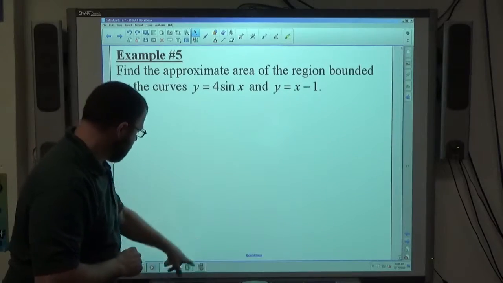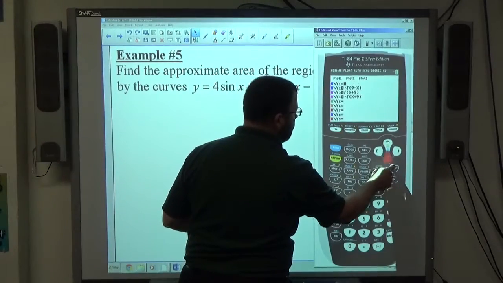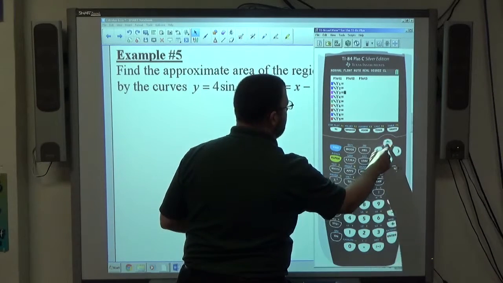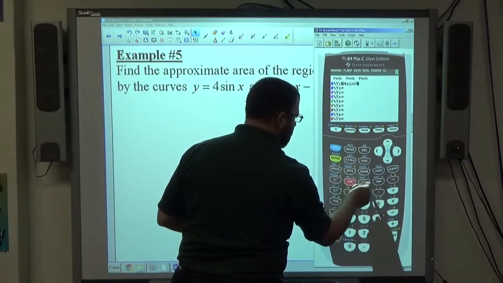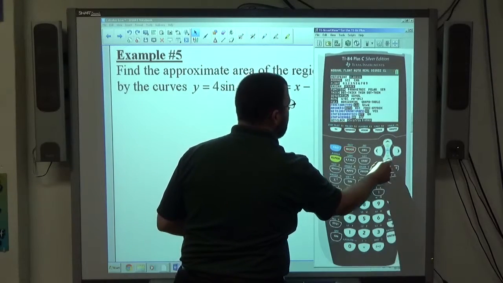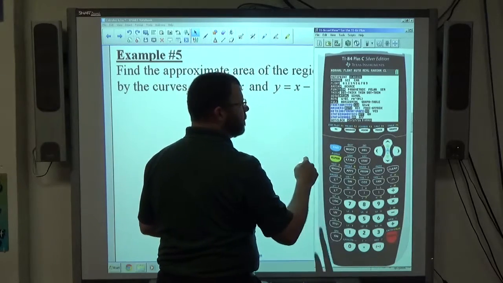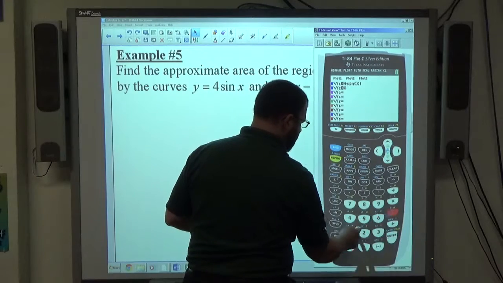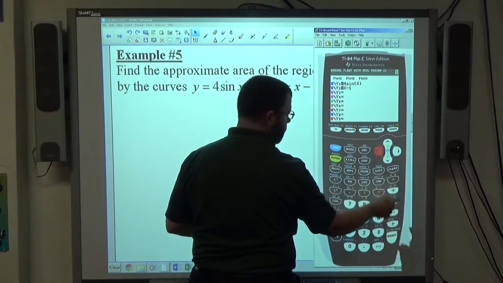So if I start by graphing, I can clear out all these. Alright, so y equals 4 sine of x, and I notice I'm in degrees, not radians, so I want to make sure I change to radians, because we always graph radians in calculus. And is it y equals x minus 1? Yep, x minus 1. And let me fix the color on this one. Go back to red.